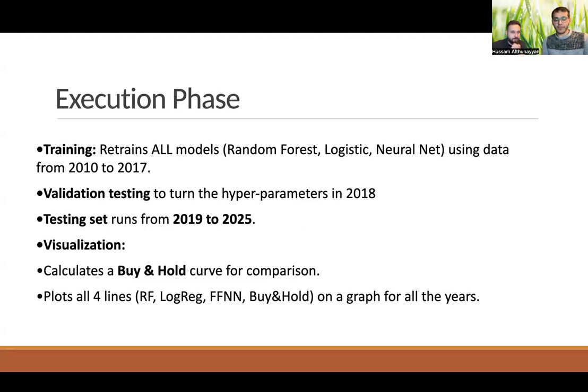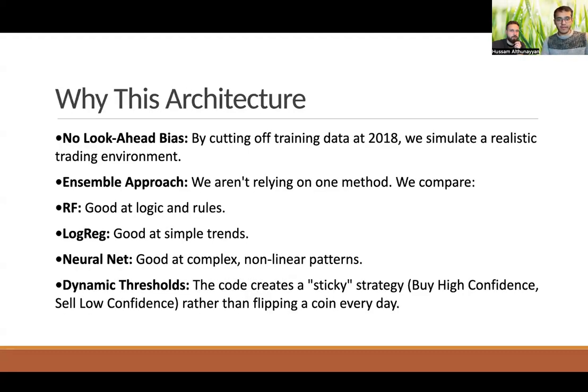So the implementation phase was to train these models on data from 2010 to 2017, and we used the 2018 data for the validation testing, which is to tune the hyperparameters, and then we tested them from 2019 to 2025, and then we plotted all the curves, the lines, in one graph over all of the years. So why this architecture? There's no look-ahead bias. By cutting the training at 2018, we don't let the models peek into the future.